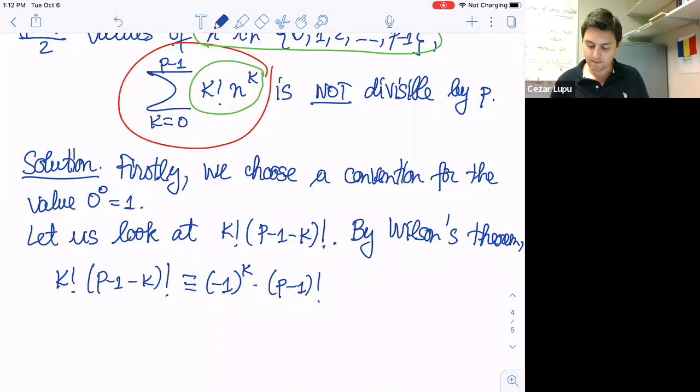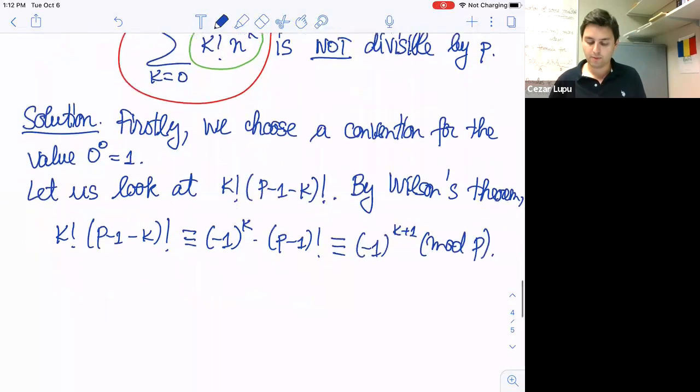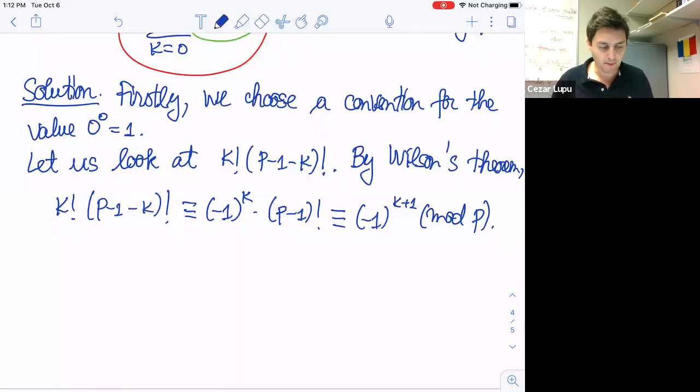So that's the trick. But for this guy, I'm going to use Wilson's theorem now. You know that p minus 1 is congruent with negative 1 mod p. So I'll have here negative 1 to the power k plus 1, right? So negative 1 to the k times negative 1 mod p. This is by Wilson's theorem, right? All right, so I have this. So maybe I should use this somehow.